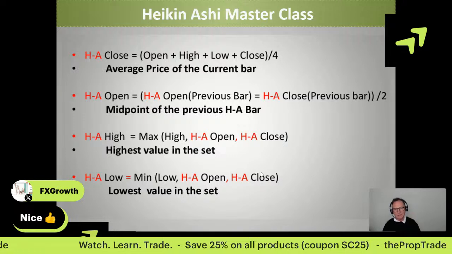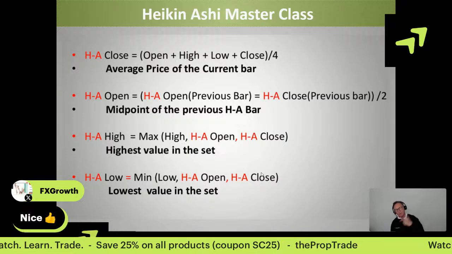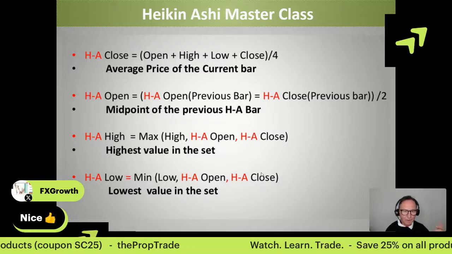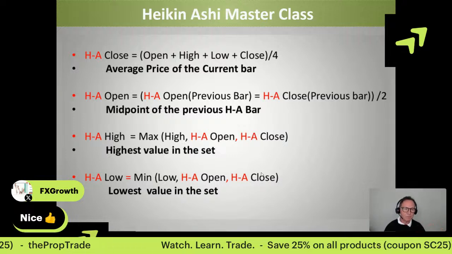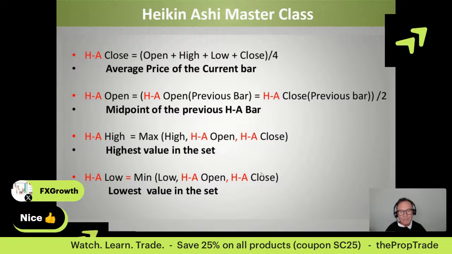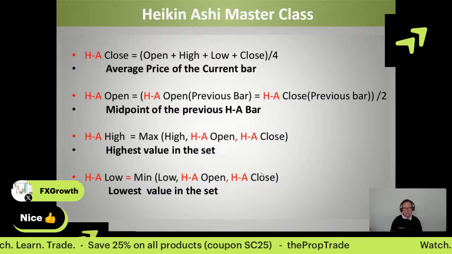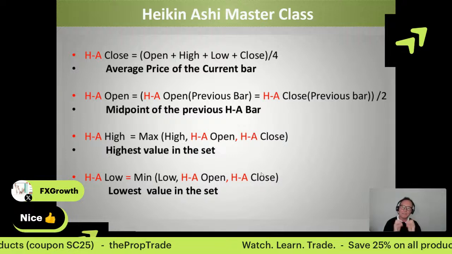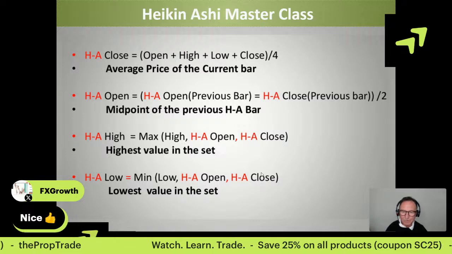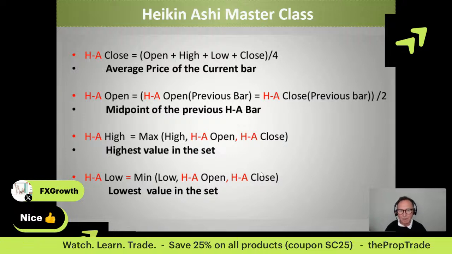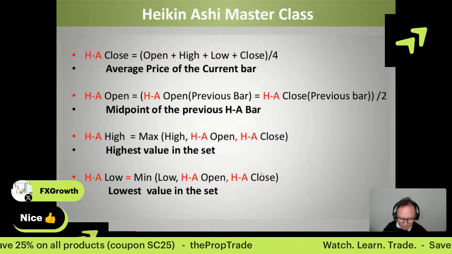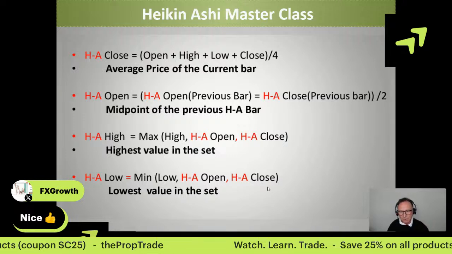The open of a Heikin Ashi candle uses the open of the previous bar plus the close of the previous bar, divided by 2. So it's the midpoint of the previous Heikin Ashi candle or bar. That's why when you look at Heikin Ashi candles, they always open in the middle of the previous bar. So a new Heikin Ashi candle will always open at the midpoint of the previous bar.